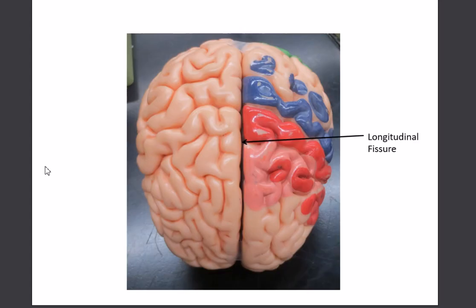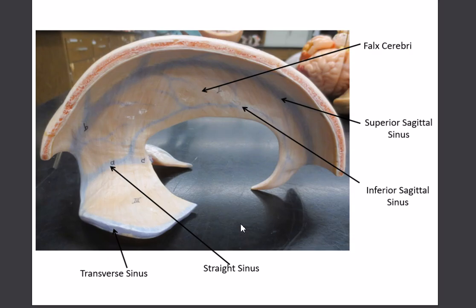So here I have the brain, and we're able to see this would be the frontal area, this would be the posterior aspect over here. This deep groove separating the left and the right hemisphere is known as the longitudinal fissure.